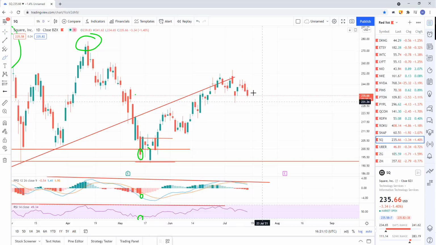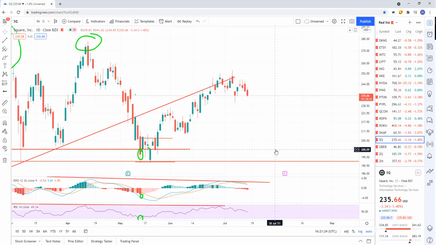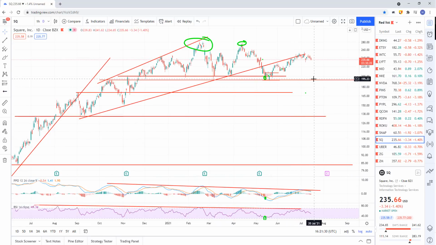So as far as I can tell, SQ is going to do this. Not all at once, we're going to probably chop around to get down there. But it looks like we're heading back down to that support. That support is sitting at 193 area. Likely we'll get a reaction there. But this will be our second time approaching that. So I think we'll break through there, head down to the next level of support, which is about 170.52.